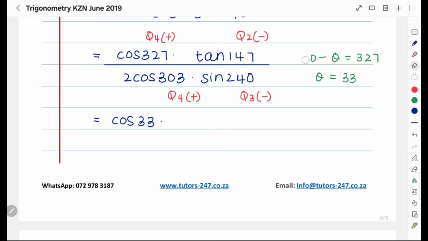Now, let us have a look at the next one. Tan of 147, that is in the second quadrant, where tan is negative. So we'll say negative tan. Because it's the second quadrant, we will use the reduction formula 180 minus theta, and it will be equal to the angle given in the question. From here, we solve for theta, and this is going to become 33. So tan of 147 becomes negative tan 33.